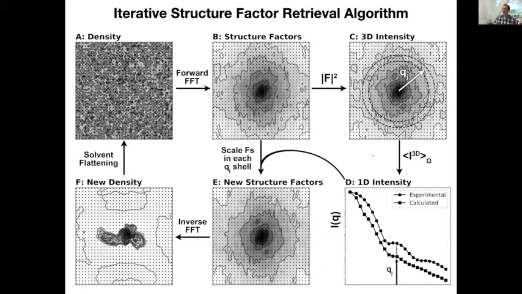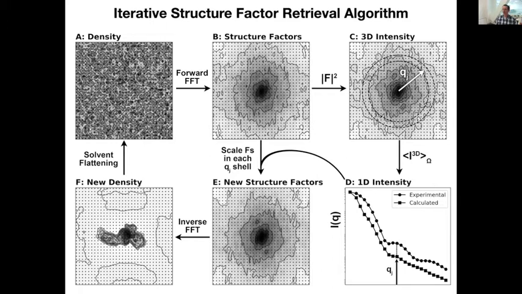And what we know is that the scattering intensities of our model here should have a spherical average that matches our experimental data. So what we can do is we can scale the structure factors such that their corresponding intensities have an average that matches your data. That's effectively what DENSE does. That's what this structure factor retrieval algorithm does.